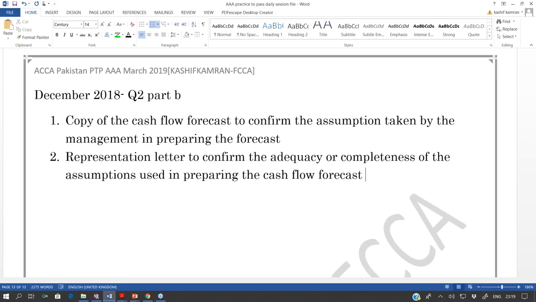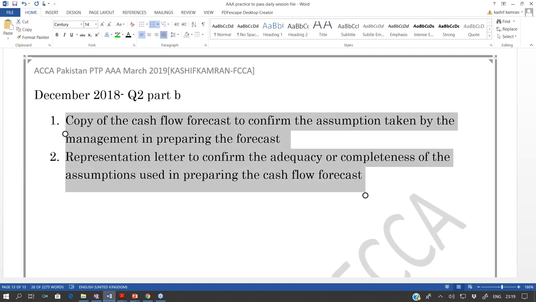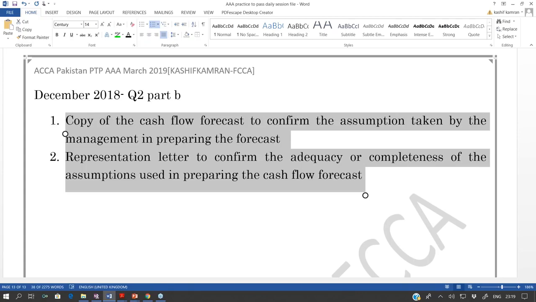So first of all, in my working papers, I should have a copy of my cash flow forecast. Then I should be having a representation letter, right? And then I have to go back to the case study to find more points. Let's go down, see the case study.